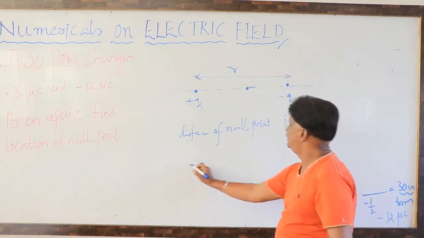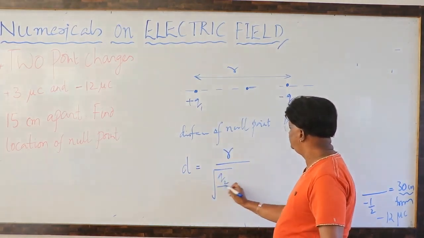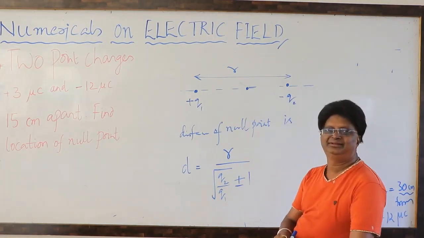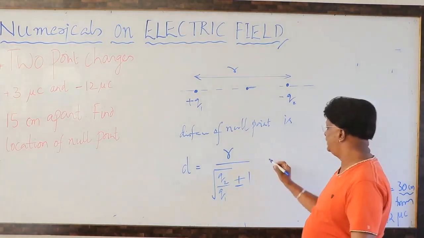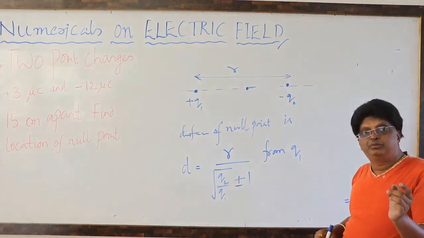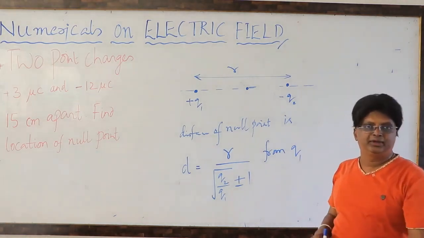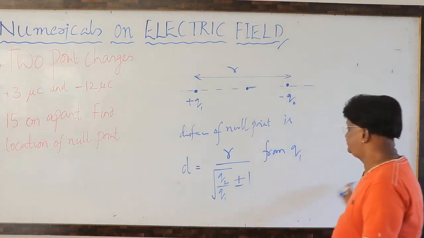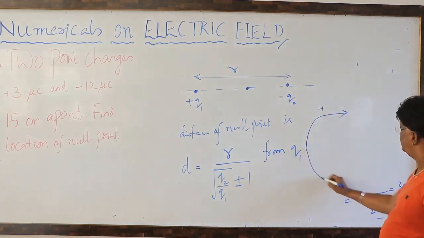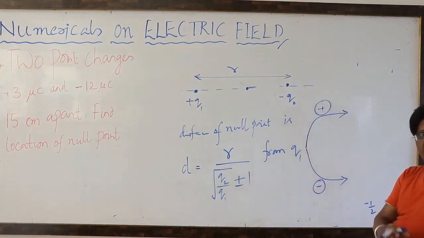Be clear about that. Now I am writing D is equal to R upon under root Q2 by Q1 plus or minus 1, right? We have two cases left, plus or minus 1. This is from Q1, the most important thing. Now I told you what is Q1, not with respect to order, but it is the charge from which you are finding the distance of null point, referred as Q1. When do we use positive sign and when do we use negative sign is important, not a memory, it's a logic, you see.